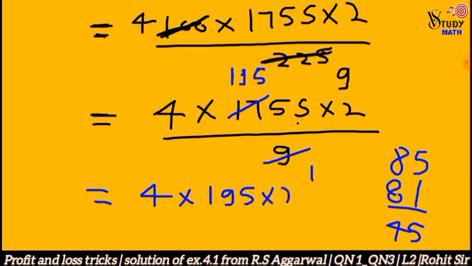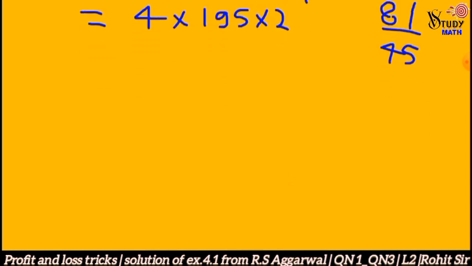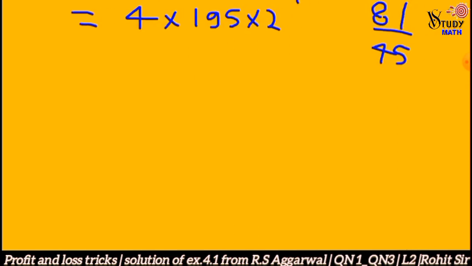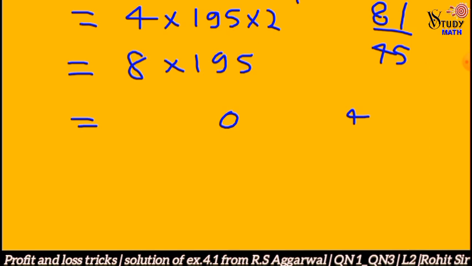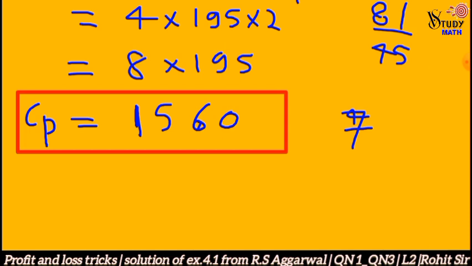So my dear student, do this multiplication. Now we have to multiply 4 multiply 195 multiply 2. So 4 2s are 8 multiply 195. 8 5s are 40, 4 is carried forward. 8 9s are 72. 72 and 4 is 76. 6 here, 7 is carried forward. 8 1s are 8. 8 and 7 is 15. So this is the CP of this question. This is the answer. I hope you understand this question very well.